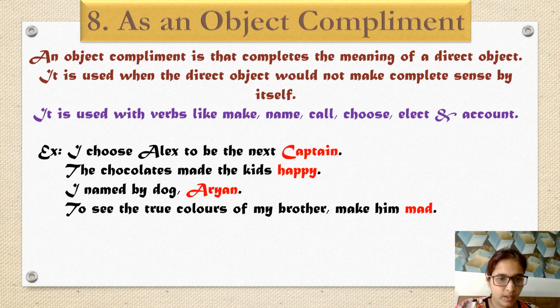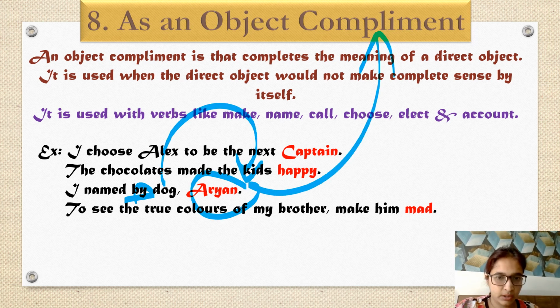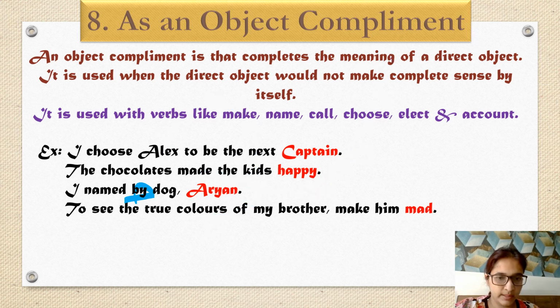Okay, then you have I named my dog. It should have been my here, sorry about that. I named my dog Aryan. Now if I wouldn't have put Aryan here, the sentence wouldn't have been complete. My dog is the object here, and what did I name him? I named him Aryan. So Aryan becomes the object complement, and without it, the sentence is incomplete.